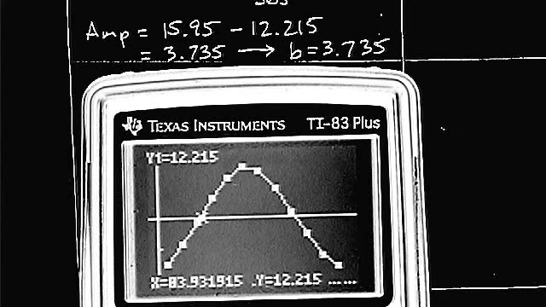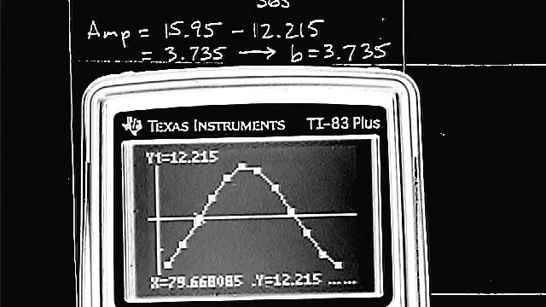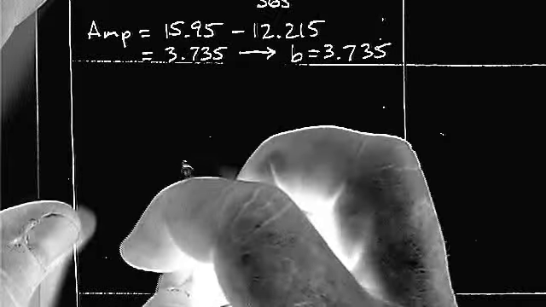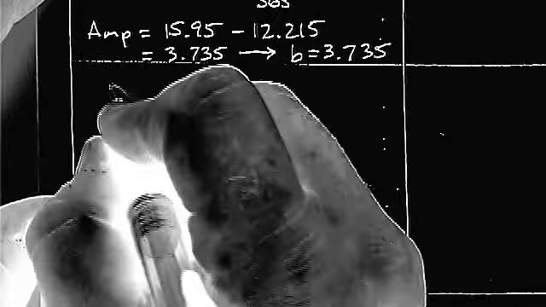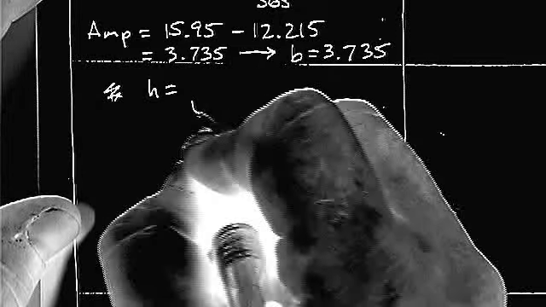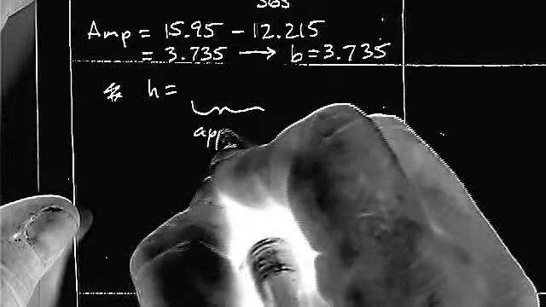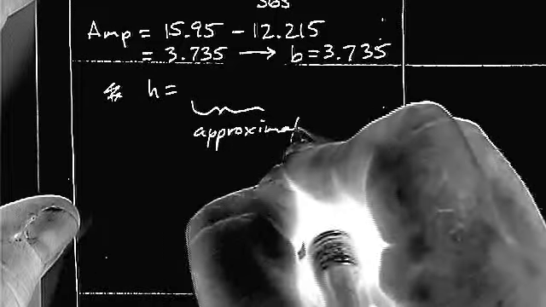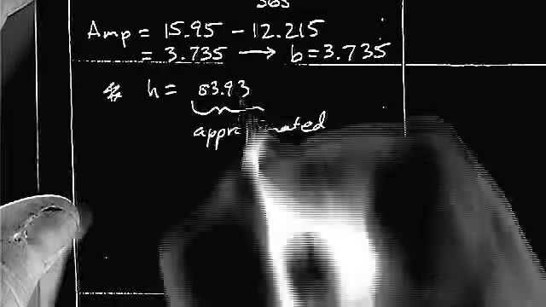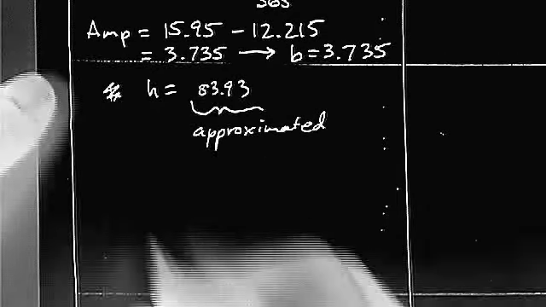Now suppose I choose 83.93, and some other person chooses 79.67 or something like that. You know, close enough, folks. Let's not get crazy here. So 83.93. If you want to average them together because you think that would be better, go for it. So H is approximated to be 83.93.